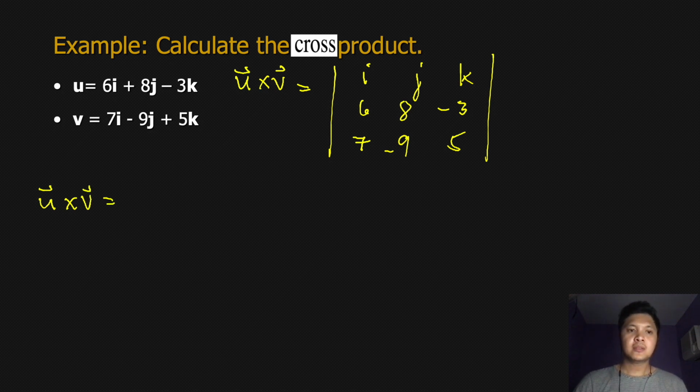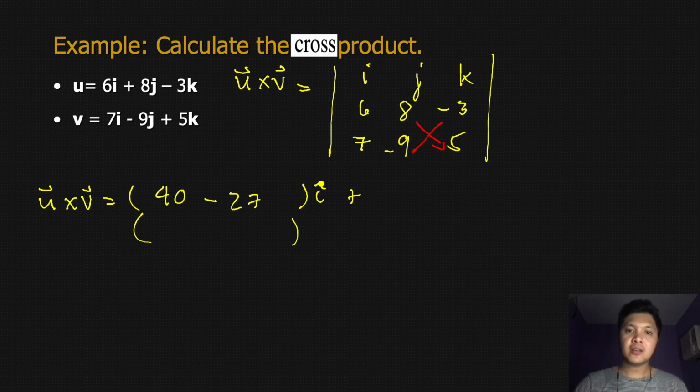So U cross V is equal to, first let's get the value in the direction of i. So we disregard this first, and 8 times 5 is 40, minus negative 3 times 9, which is negative 27. So negative 3 times negative 9 is negative 27, minus negative 27. Plus, okay, on the j hat.